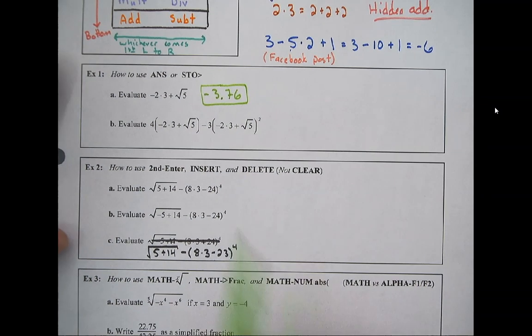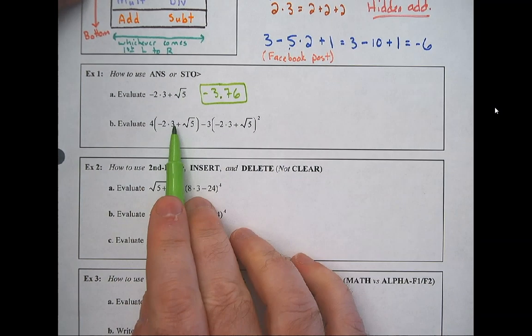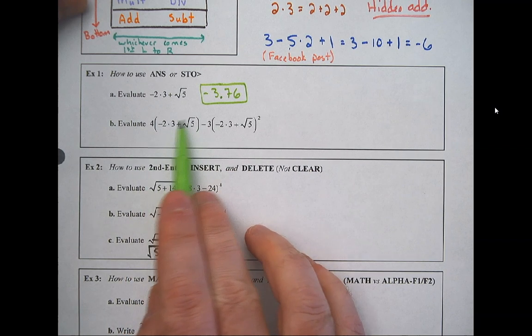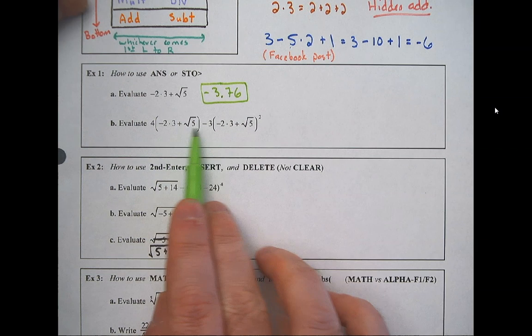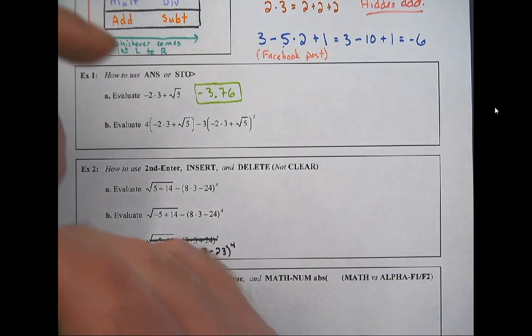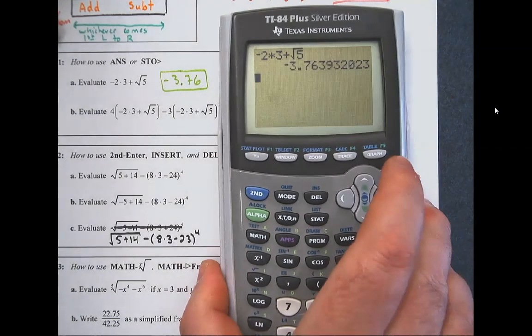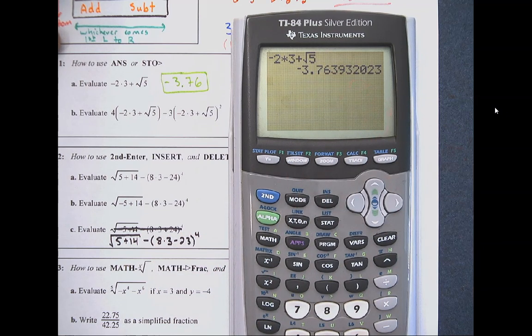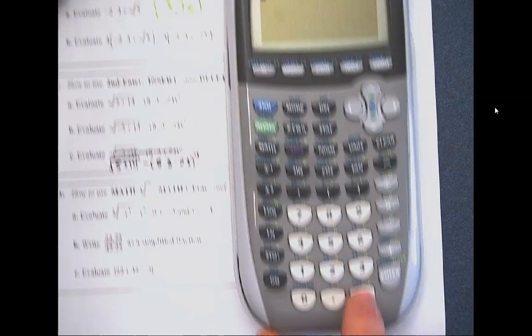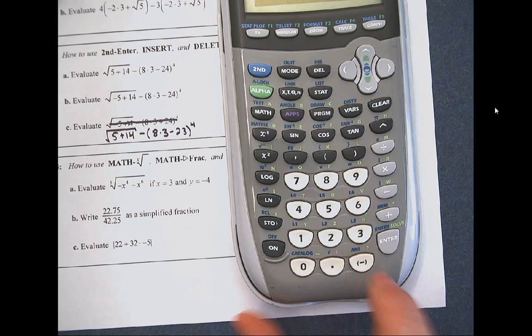Okay, now the point of this answer button, if you look down below, this is 4 times that chunk that we just had, minus 3 times that chunk squared. Now you can go ahead and type this all in if you want to, or you can use the answer feature. So the answer feature takes whatever your last answer was, and it stores it as this button down here above the negative called answer.